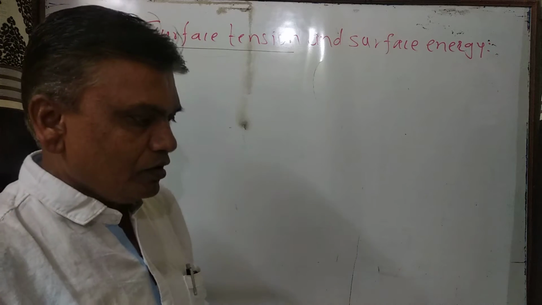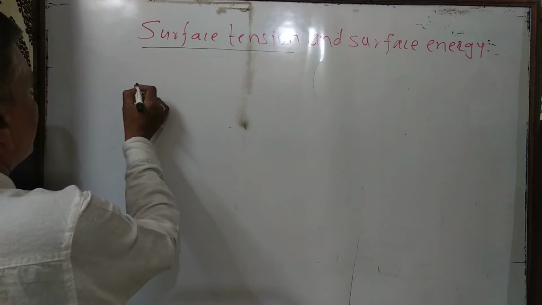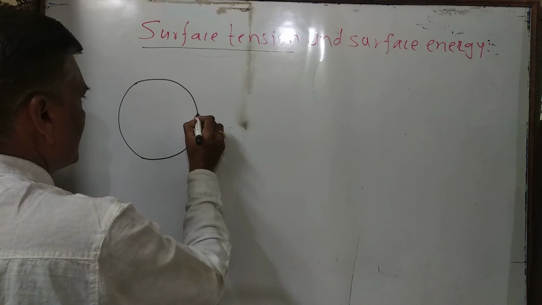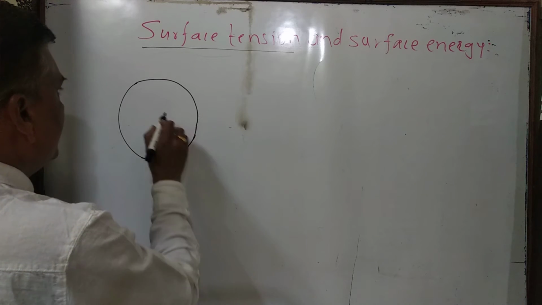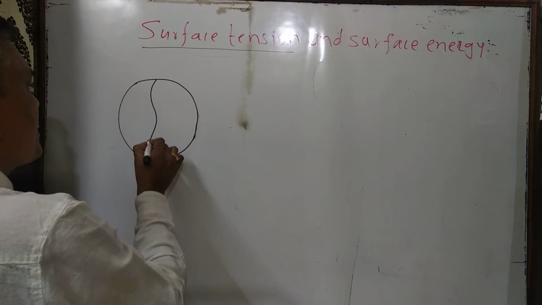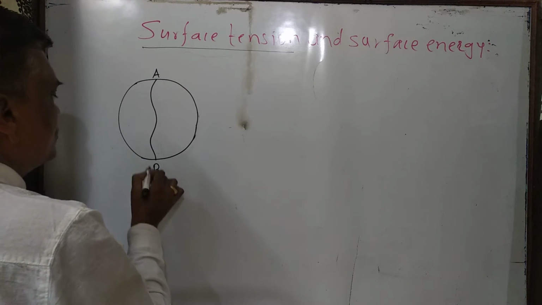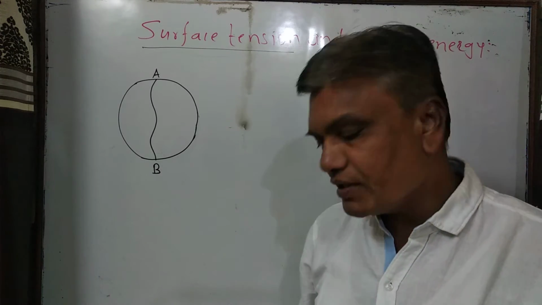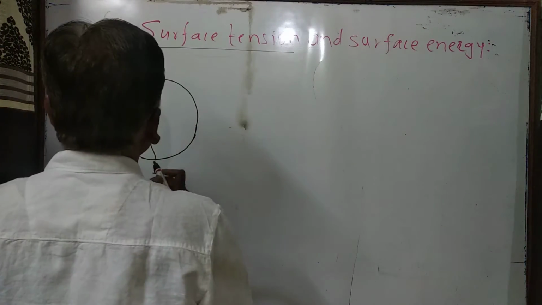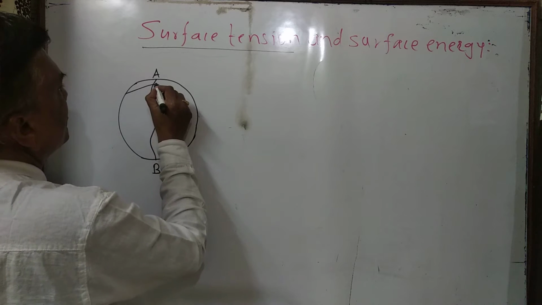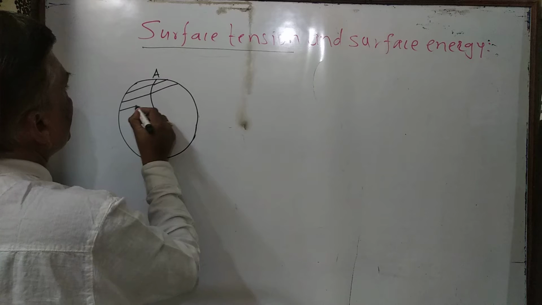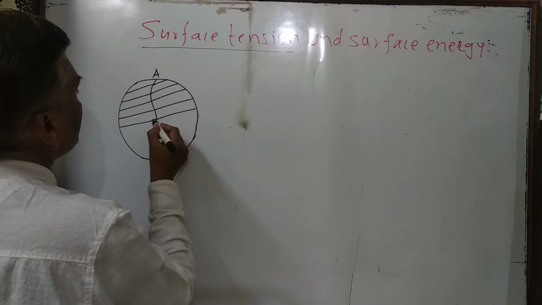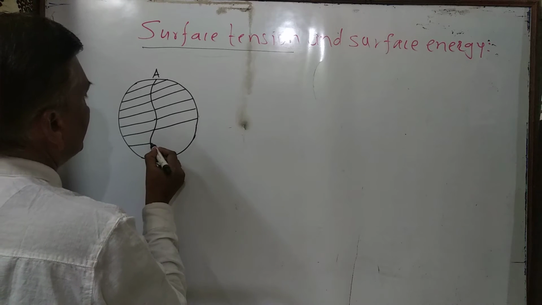Suppose we have taken a ring. Suppose this is the ring. In this ring, we have tied a thread AB. Now this ring is dipped in soap solution. When this ring is dipped in soap solution, a soap film is formed. So this is the soap film, formed as shown in the figure.